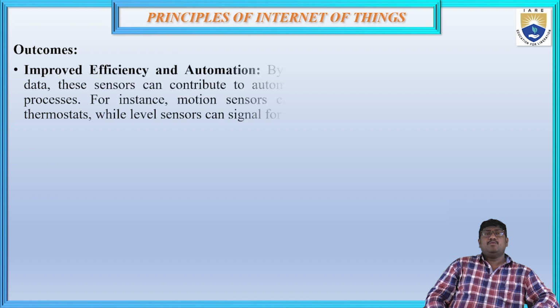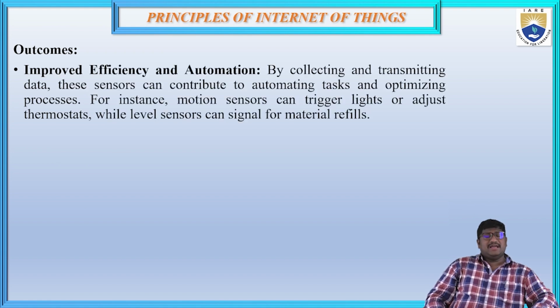Have a look, guys, at what the outcome is. We are going to improve efficiency and automation. By collecting and transmitting data with these sensors, they help in doing automated tasks and processing multiple optimization processes. Take an instance: the motion sensors trigger the lights and adjust the thermostats, while the level sensors sense and signal material refills.